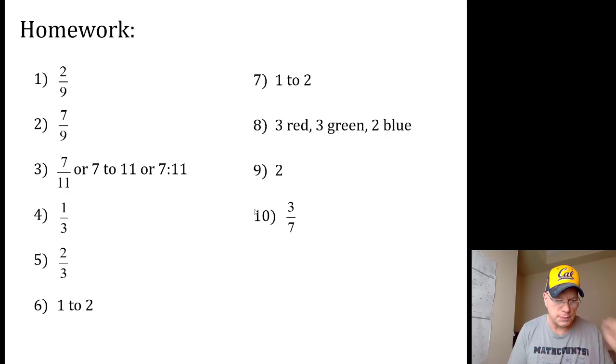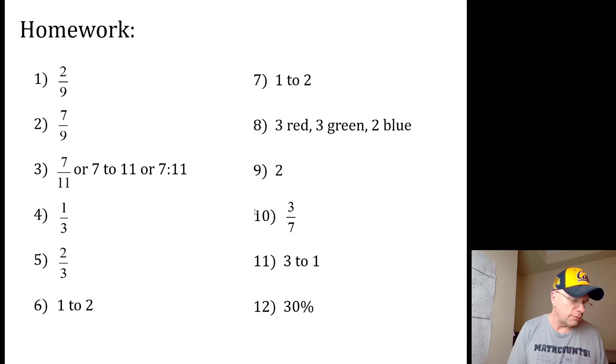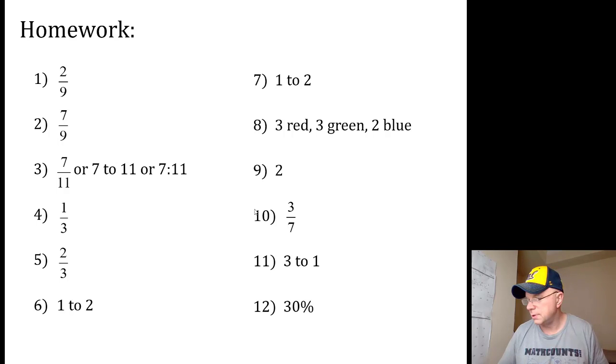It's a geometric probability. Number 11, 3 to 1. If you have 3 pi over pi, that's fine too, but you see that the pi's would cancel there, so 3 to 1. Number 12 is 30%. If you have 3/10, consider that minus 1/2, because it does ask for the probability to be expressed as a percent.